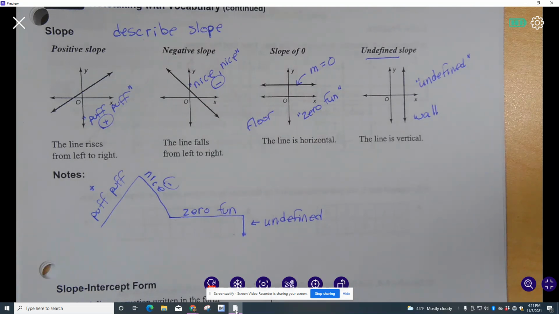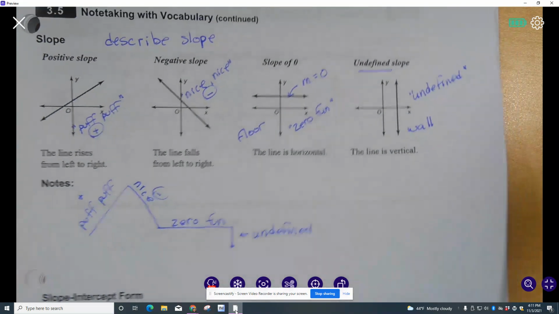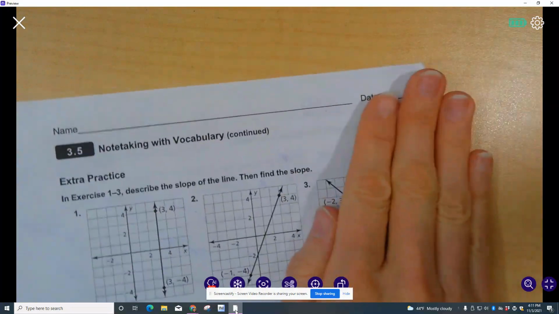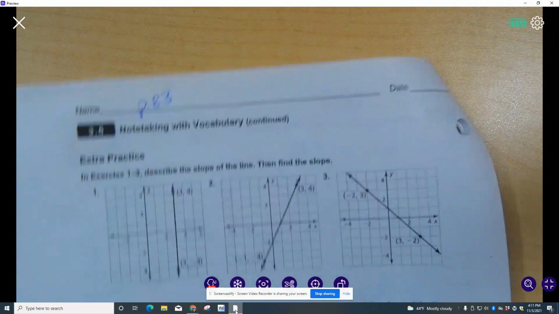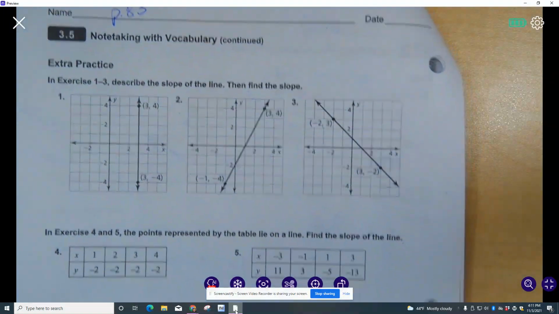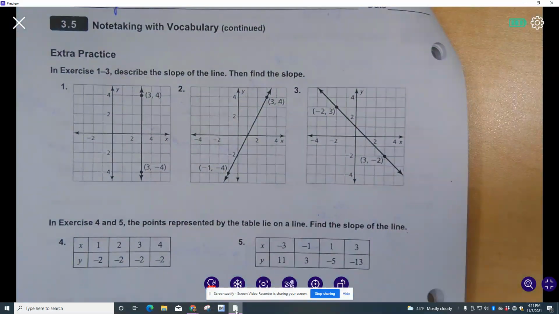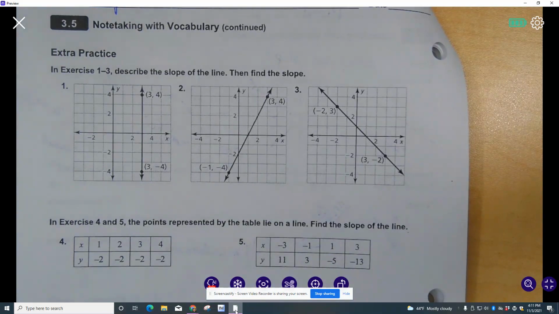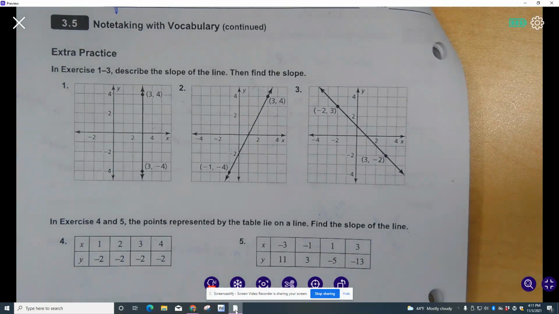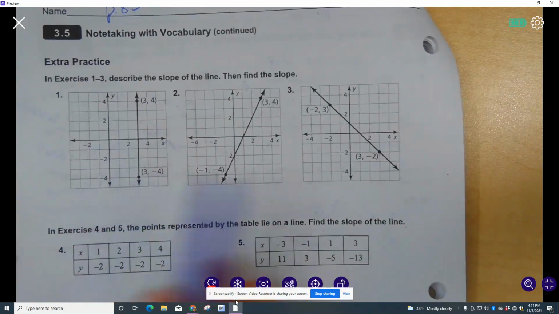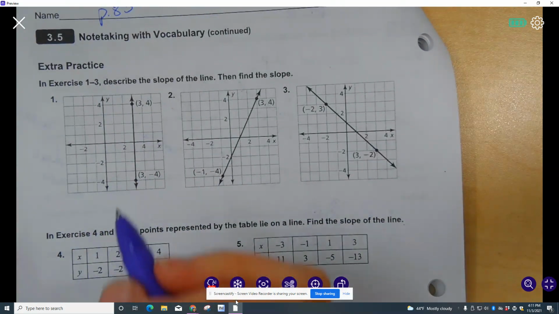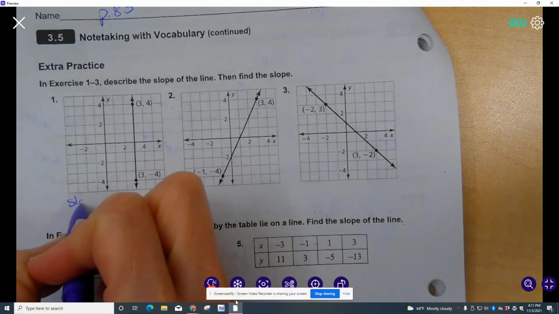All right, so now let's figure out how we find a slope. So I want you to turn the page again, and now we are on page 83. All right, so we are going to find the slope of those three lines. The first one, actually we're going to do two things. We're going to describe and find the slope. So this is a vertical line. So our description is slope is undefined.